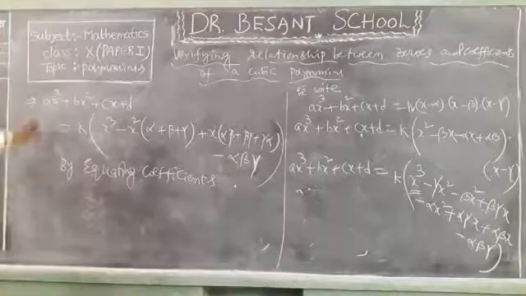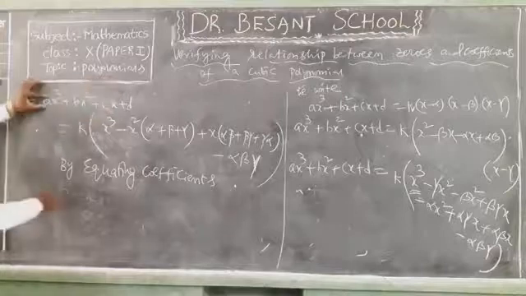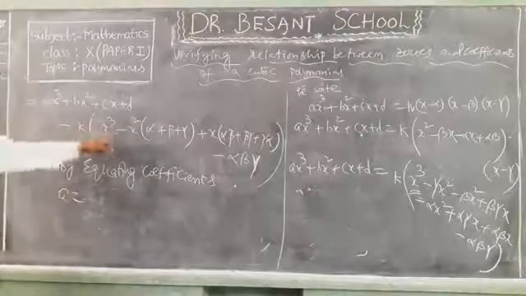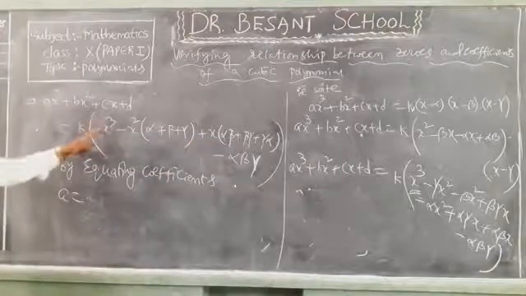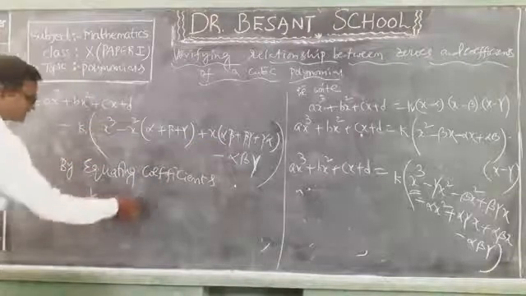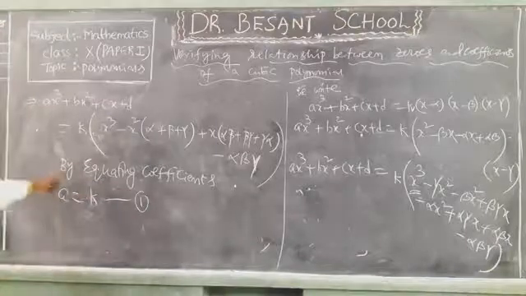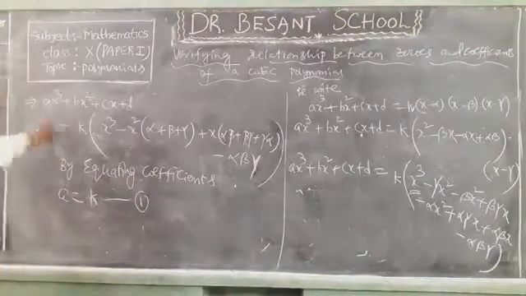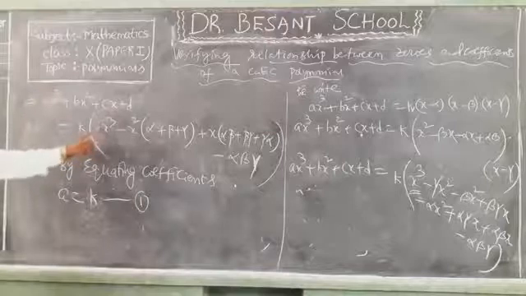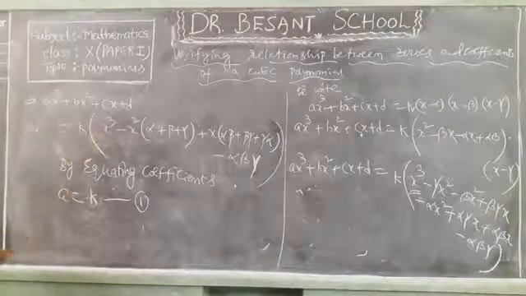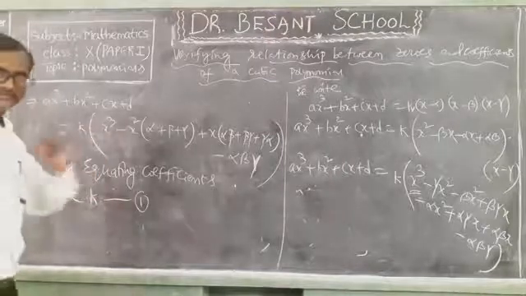Observe. What is the coefficient of x cube in the left hand side, a. What is the coefficient of x cube in the right hand side? The x cube coefficient is 1 into k. This is my first equation. By equating coefficients, the coefficient of x cube on the left is a, and on the right is 1 into k. So I have a equal to k. That is my first equation.